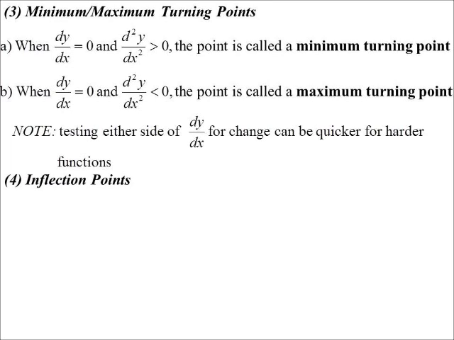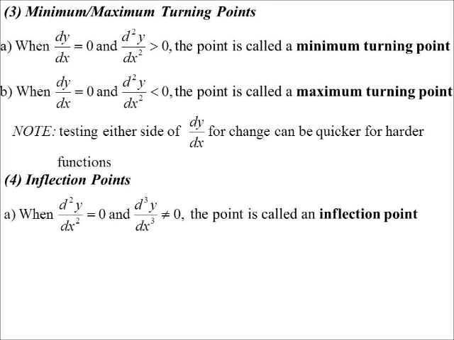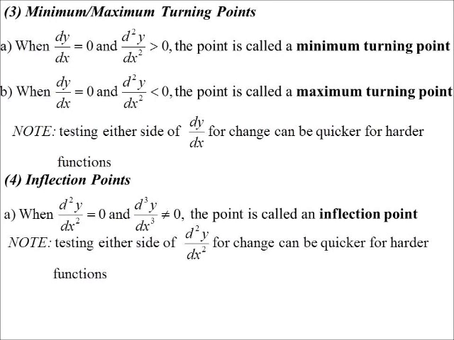Inflection points. Second derivative is equal to 0, locates possible ones, and the third derivative would not be equal to 0. Again, a lot of times it's just quicker to test either side of the second derivative, depending on the function. If it's a complicated function, yeah, use the second derivative, test either side. If it's just a polynomial, I mean, the third derivative is very quick.